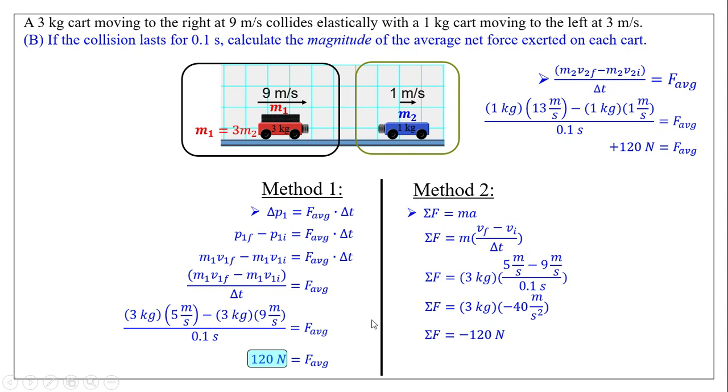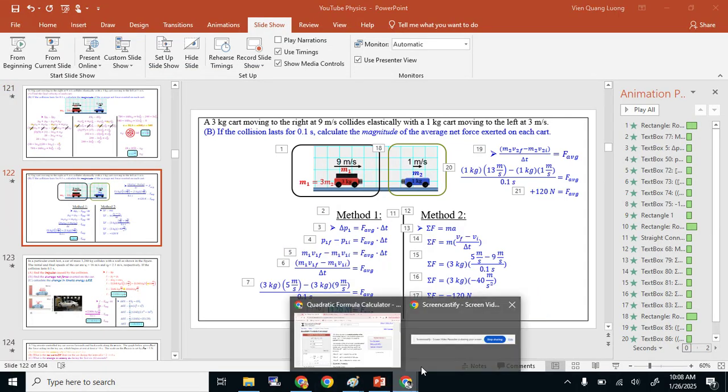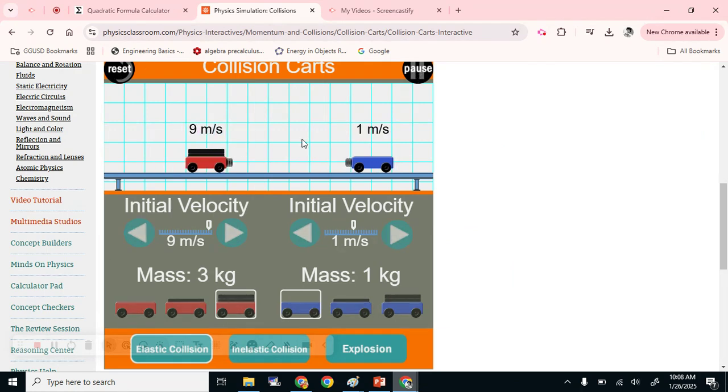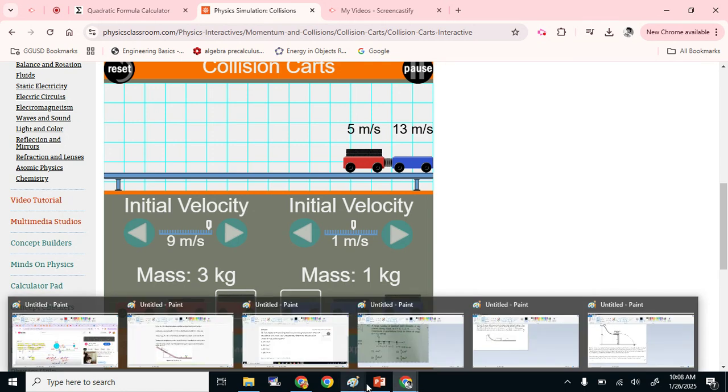Okay. Other than that, I'm just going to exit the screen and then hopefully show you the values we got from this animation. If I can just hit reset and then hit start and then let you watch this. Okay, as you can see, our values were 5 and 13. And once you find these velocities, everything else is kind of super easy to do.